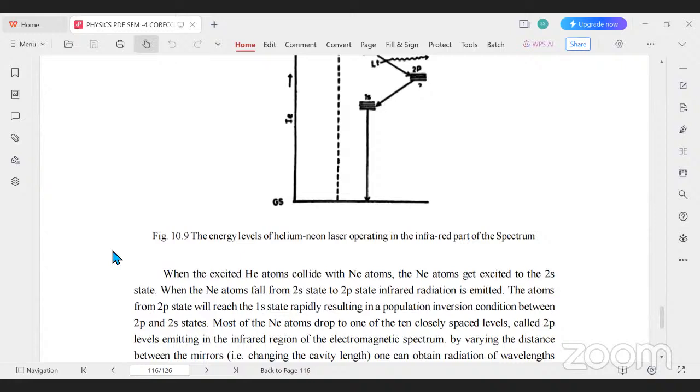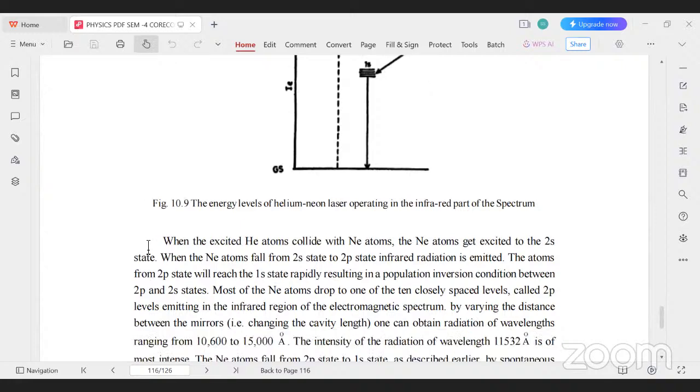So that's why it is called helium-neon laser. Nothing but a helium and neon laser operating in the infrared part of the spectrum. So the output coming out as a laser is nothing but a spectrum. When the excited helium atoms collide with neon atoms, the neon atoms get excited to the 2s states.